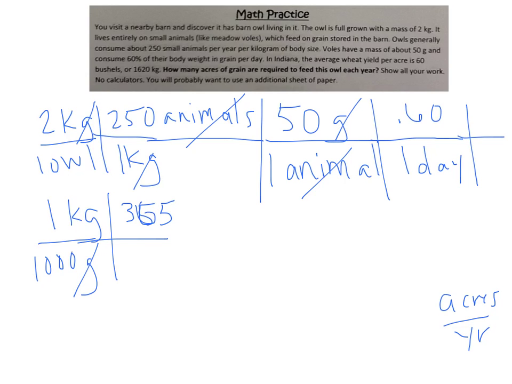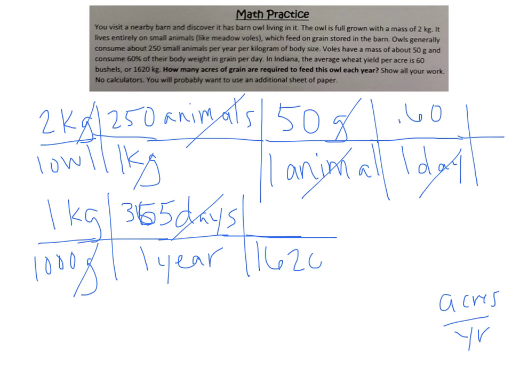That's 365 days in 1 year. So my days are gone, and now I'm in kilograms per year, so I'm just going to keep reading until I can cancel something else out. And then it says, in Indiana, the average wheat yield per acre is 1,620 kilograms. So there's my last kilograms: 1,620 kilograms per 1 acre. Cancel that, and let's see what we have left.